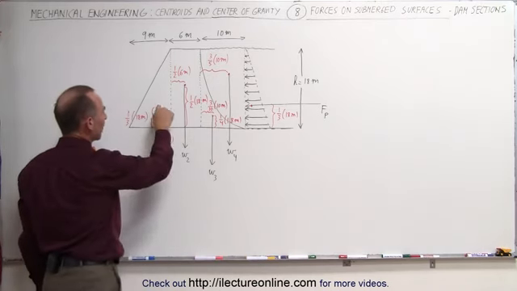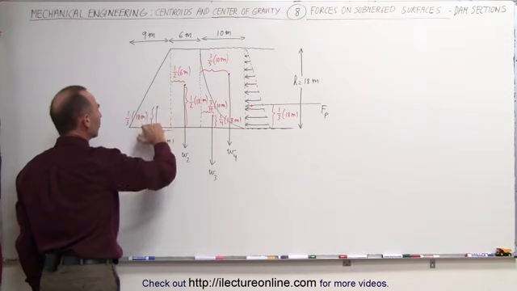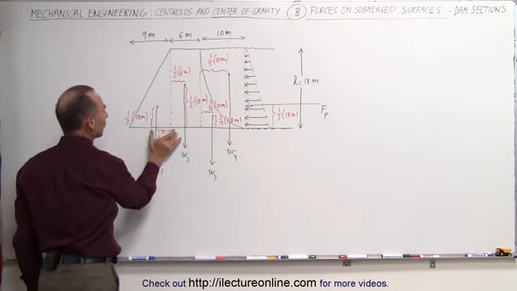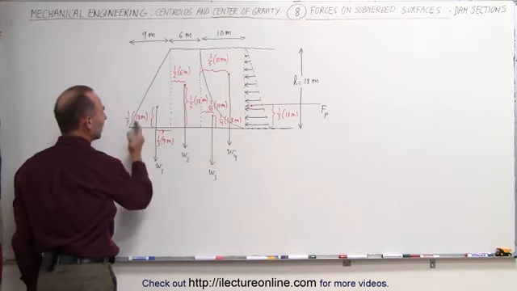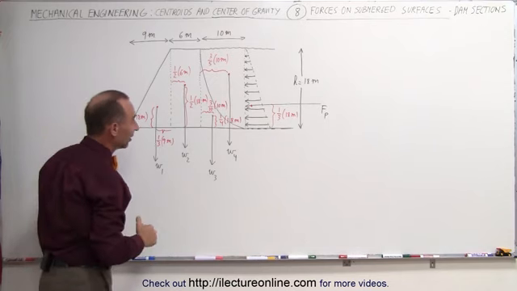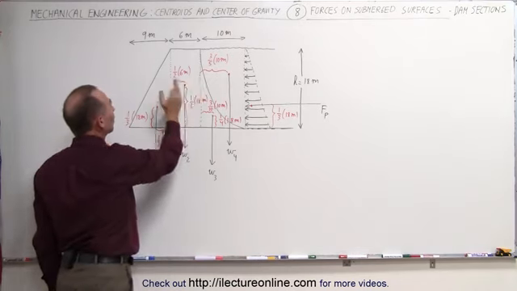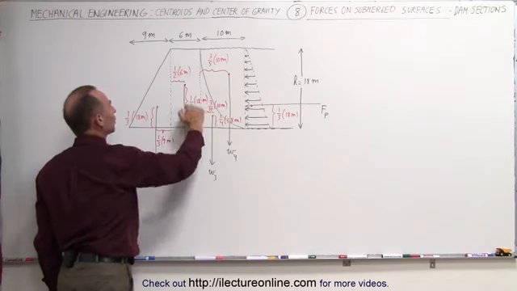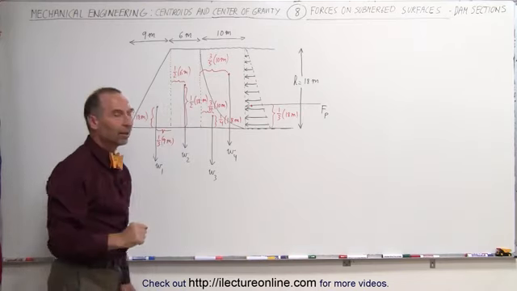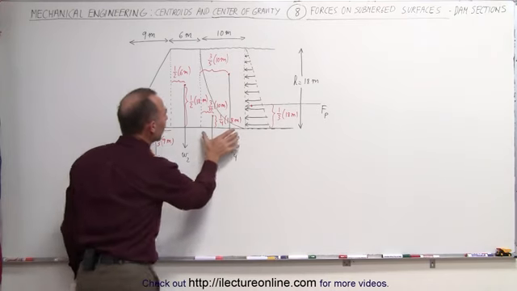The centroid of the triangular portion is 1/3 the distance from there to there from the bottom, and 1/3 the distance from there to there in the horizontal direction. The centroid of the rectangular portion is easy to find. It's right in the middle, halfway between this point and this point, halfway between here and here. The parabolic section is a little bit more complicated.